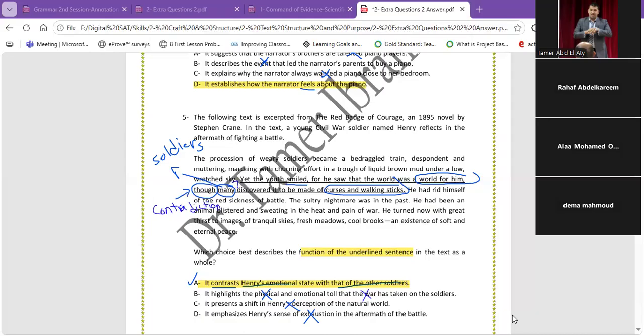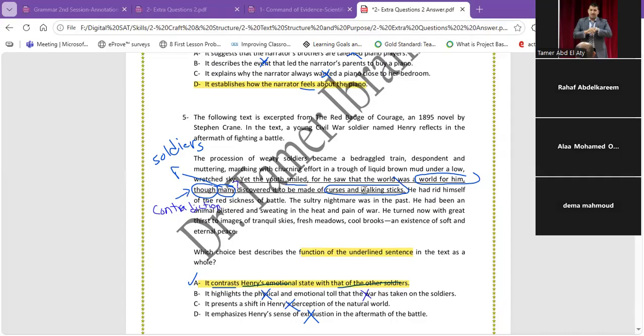So there is a comparison between him and the other soldiers, right? Yeah. And he has a kind of stability. Okay, let's look at the choices, please. It contrasts Henry's emotional state with that of the other soldiers. Could be. It highlights the physical and emotional toll that the war has taken on the soldiers. This is incorrect because we haven't spoken about all of the soldiers, except for this one. There is a youthful soldier. There is a contrast between one and others.